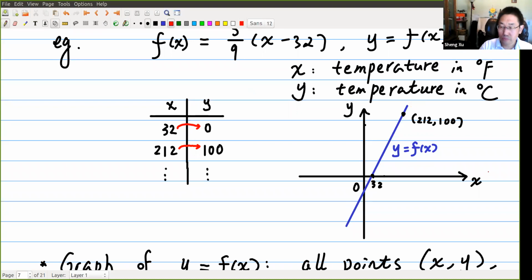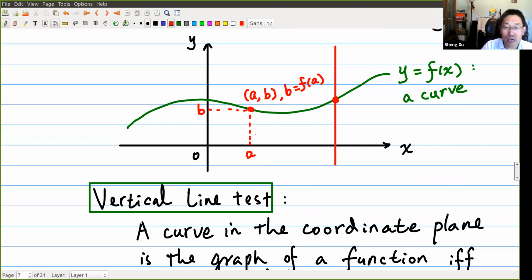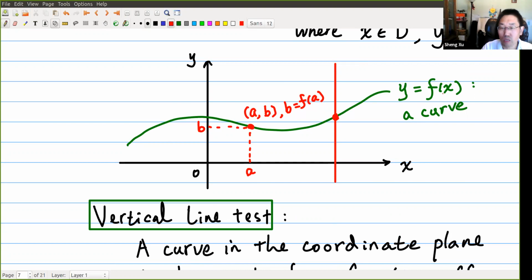Understand that? So, the definition: the graph of a function y equals f(x) is all the points with coordinates x and y, where x takes values from the domain D, and the corresponding y value is just f(x). Mathematically, given an input a, using this function y equals f(x), I can make the output b, which is equal to f(a). So then you have a point (a, b), and that's one point on the graph of this function. Of course, you can do that for all possible x values.